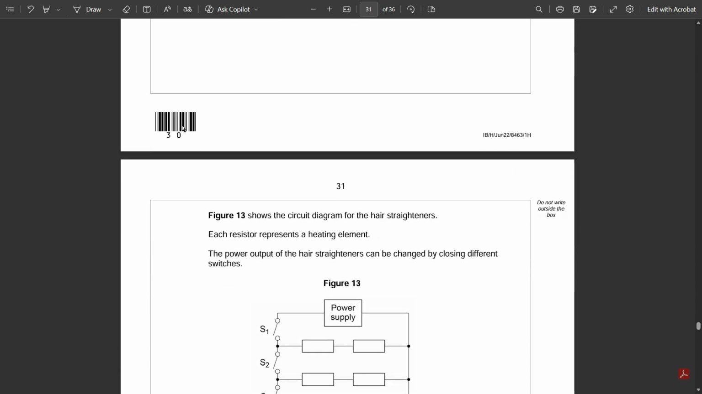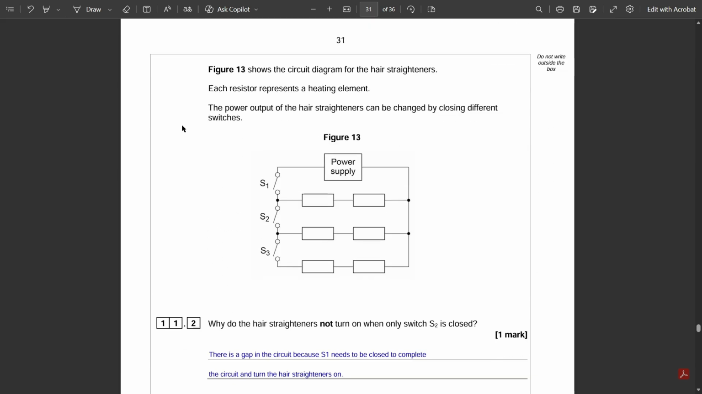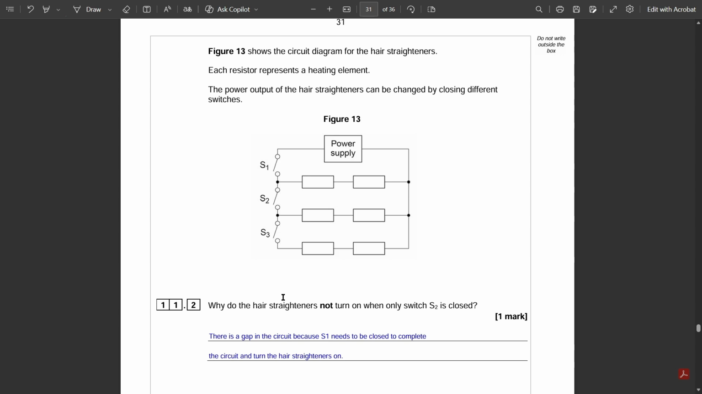Anyway, moving on to the next question. Figure 13 shows the circuit diagram for the hair straighteners. Each resistor represents a heating element. The power output for the hair straighteners can be changed by closing different switches. And why do the hair straighteners not turn on when only switch 2 is closed? Well, there's a gap in the circuit because switch 1 needs to be closed to complete the circuit and turn the hair straightener on.